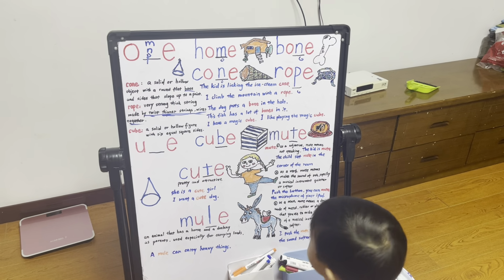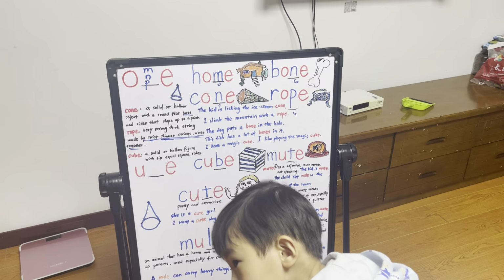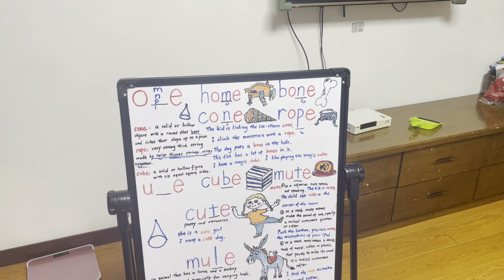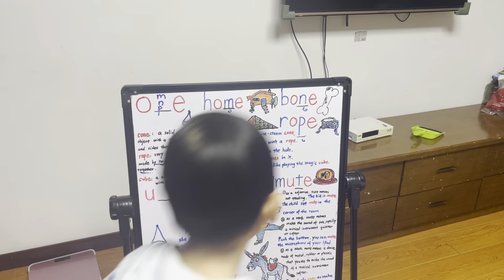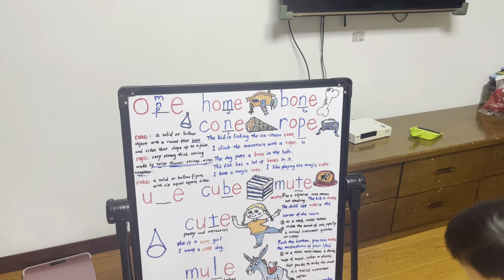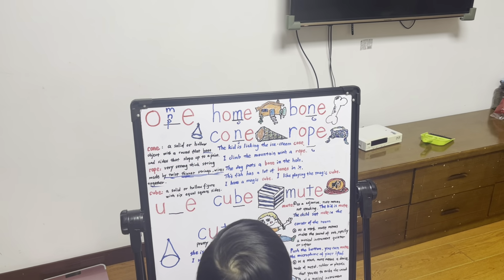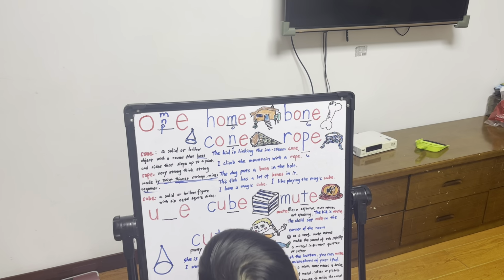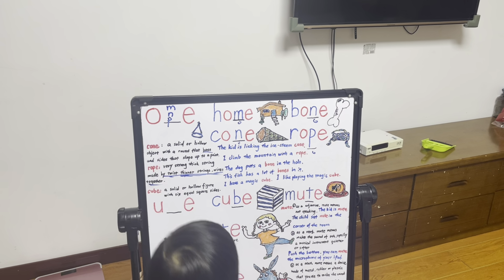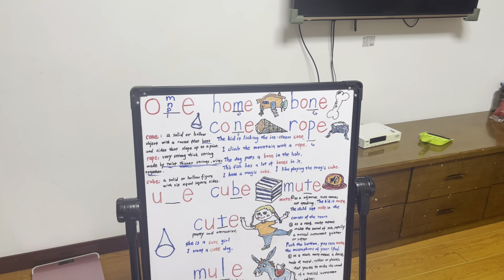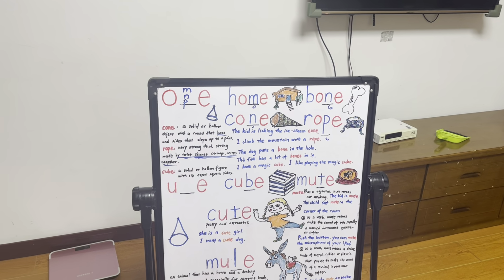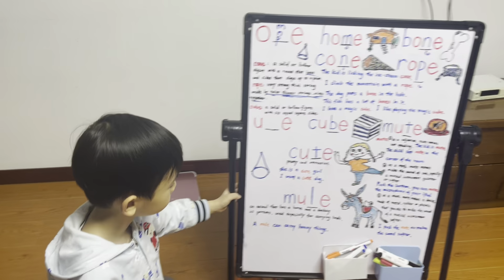Mute. Okay. Mute is a device. You can make the sound softer. Okay, you can say, I push the mute to make sound softer. Cute. Okay, are you a cute boy? Yes. So you are a cute boy.